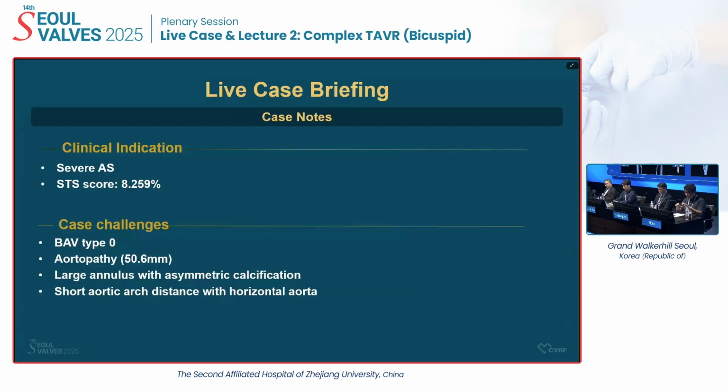So for this very high surgical risk patient, there are so many challenges: type 0 bicuspid, a large annulus with asymmetric calcification, and a very narrow aortic arch with horizontal aorta.